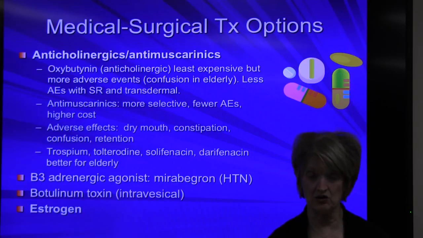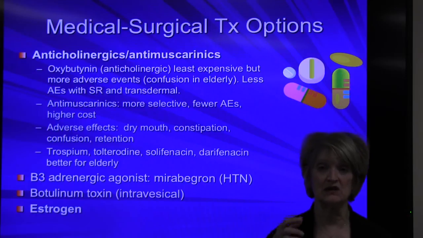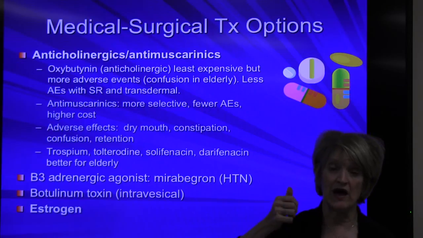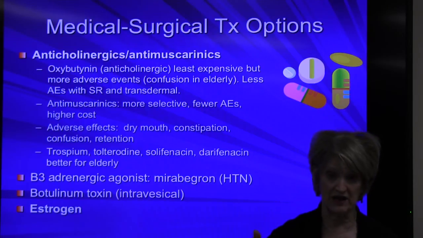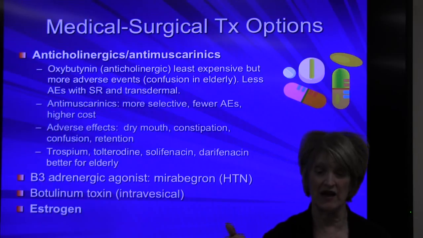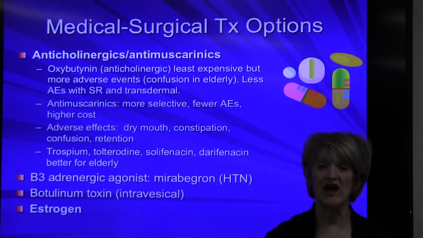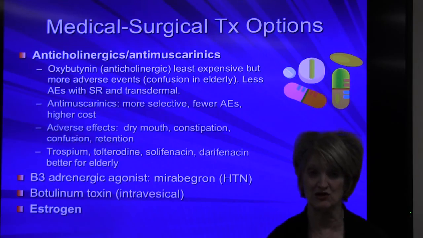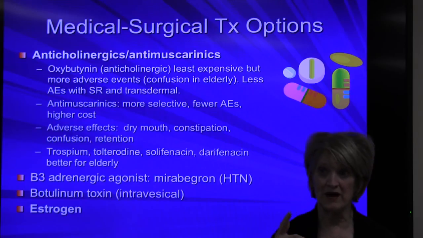So you go back to neural control of the bladder. We said that sympathetic stimulation tightens the bladder neck, relaxes the bladder wall. You have one type of sympathetic receptor in the bladder neck, alpha adrenergic receptors. But you have another type of receptor in the bladder wall, beta adrenergic receptors. And beta adrenergic receptors cause bladder wall relaxation. So this beta-3 adrenergic agonist causes bladder wall relaxation.